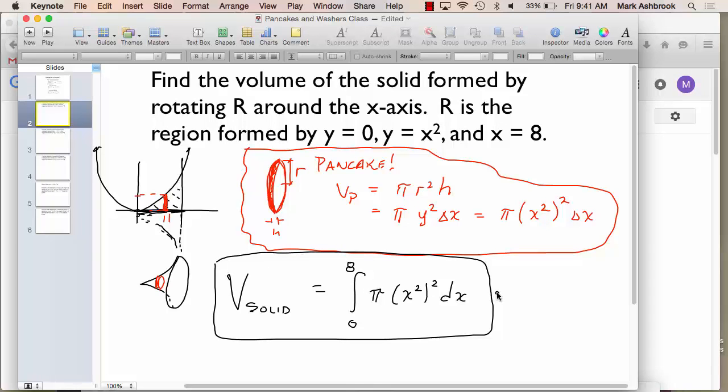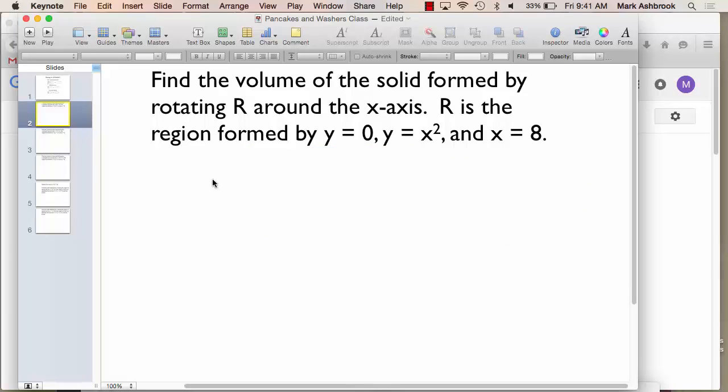The value that you get, so when you finish that and get a number, the number will be the volume of the Hershey's Kiss that came from taking that region R and rotating around the x-axis. Questions on that first example? Okay. Same region, but instead of rotating it about y equals 0, the x-axis, I want to rotate it about x equals 8.